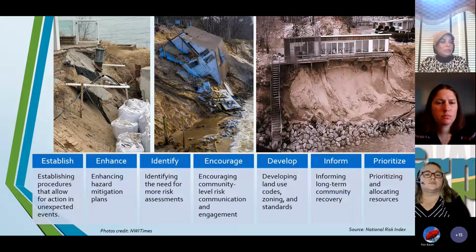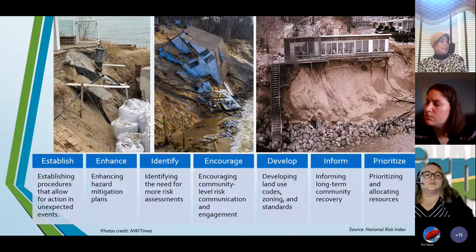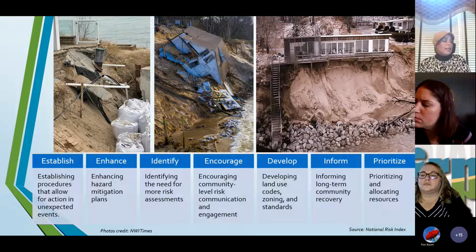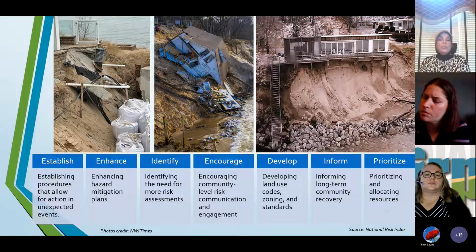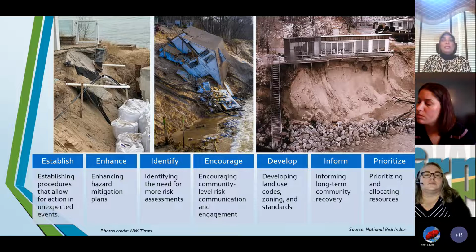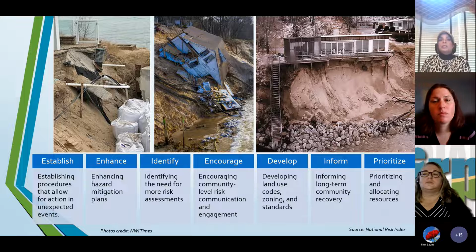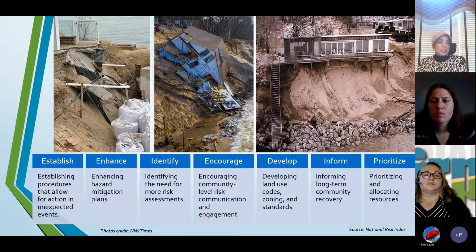Here is a picture showing the erosion that happened within Northwest Indiana, the coastal area, either by Lake Michigan or by a river. This is a real picture from the last 10 years. As the first step, as I mentioned in the last slide, establish procedures that allow for action in unexpected events, and then enhance any hazard mitigation plan if we have one in place. If we don't have a plan in place, we need to have one as soon as possible. Next, identify the need for more risk assessment. We're going through the assessment questions today, but in special cases, maybe we need to think about more risk assessment for specific situations.